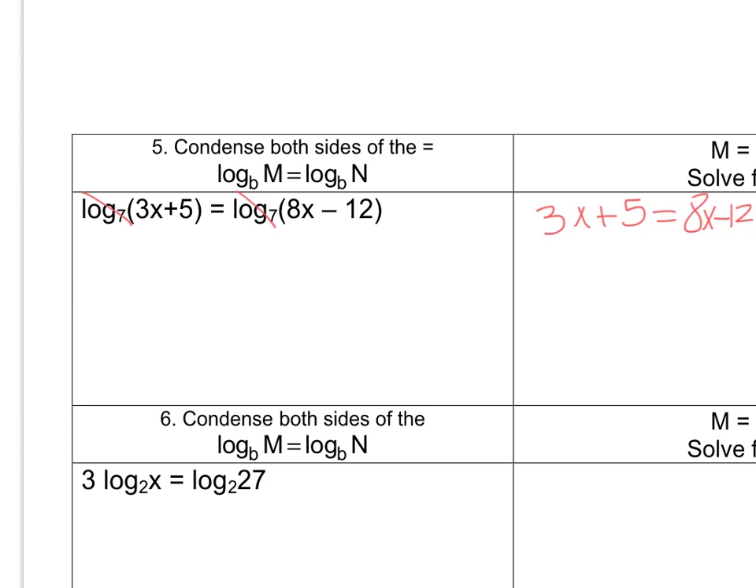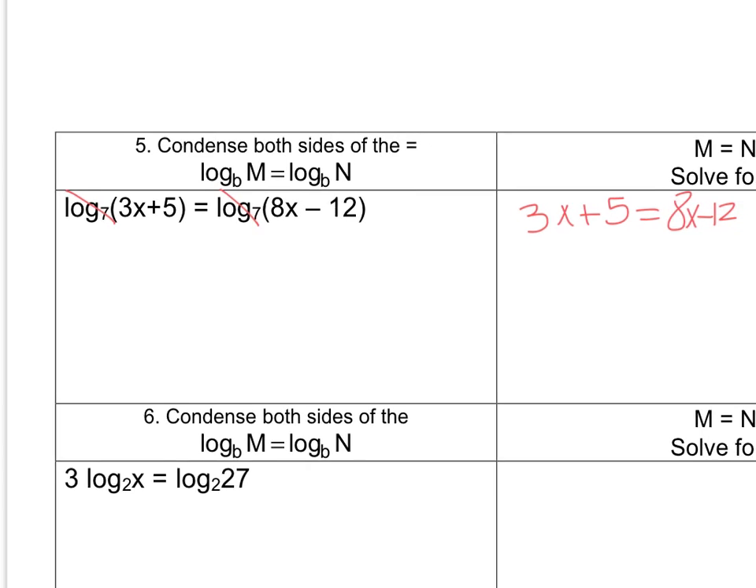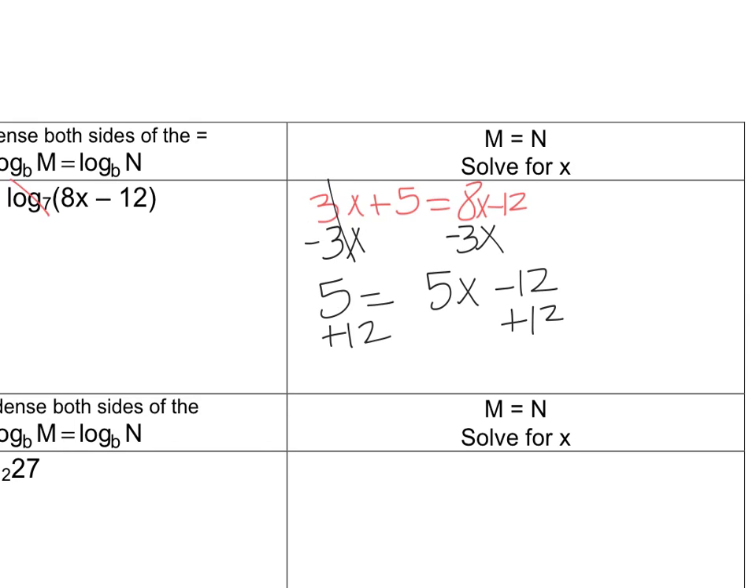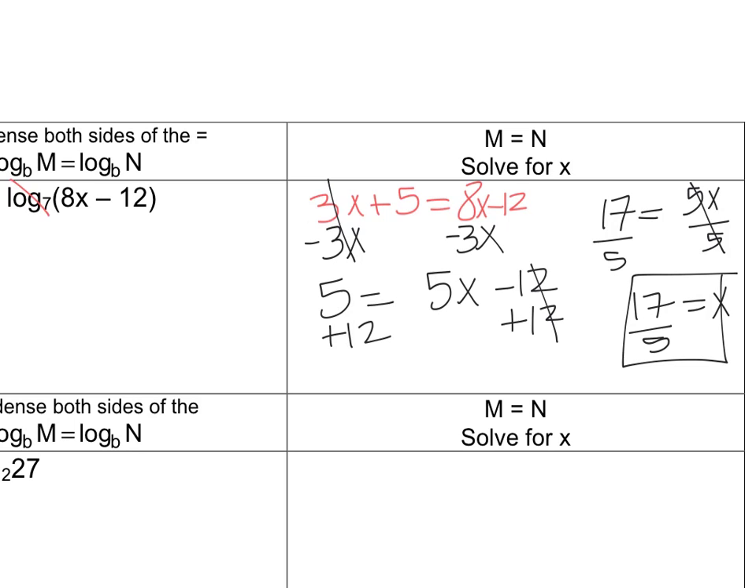Now, it's an easy equation to solve. You have to move the x's to one side of the equation, so let me subtract 3x from both sides. I end up having 5 equals 5x minus 12, and then I need to add 12 to both sides. So 5 plus 12 is 17. 17 is equal to 5x. Now to solve for x, you have to divide by 5. So x will end up being 17 over 5. You can give me the answer as a fraction, or you can just divide them on the calculator and give it to me as a decimal.